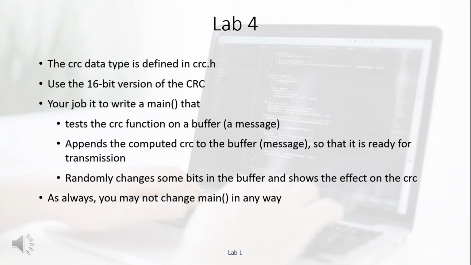Our job, once again, is to write a main that tests this CRC function on a buffer. We're going to put a message inside. It could be a string. Then it appends the computed CRC to the buffer, gets it ready for transmission, and then randomly changes some bits in the buffer and shows the effect of these changes on the computed CRC. As always, you can't change main in any way.